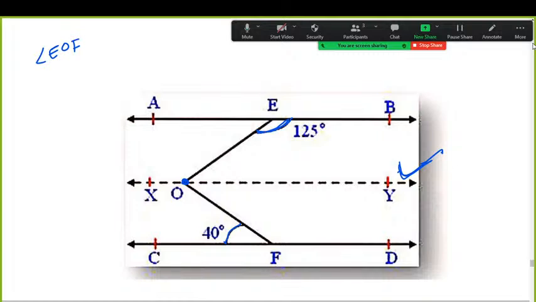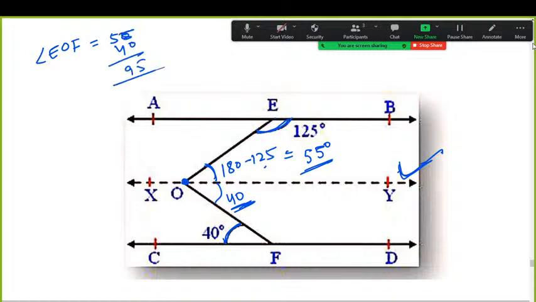If this is 125, this must be 180 minus 125 because they are co-interior. If this is 40, this must be 40 only because they are alternate. Here we can determine this. 10 minus 5 is 5. 8 minus 3 is 5. 55 degree is this angle. 40 degree is this angle. And if I want you to tell EOF, you will just add 55 and 40. It's so interesting. And you will get 95 degree as your answer. Such a question may be asked.